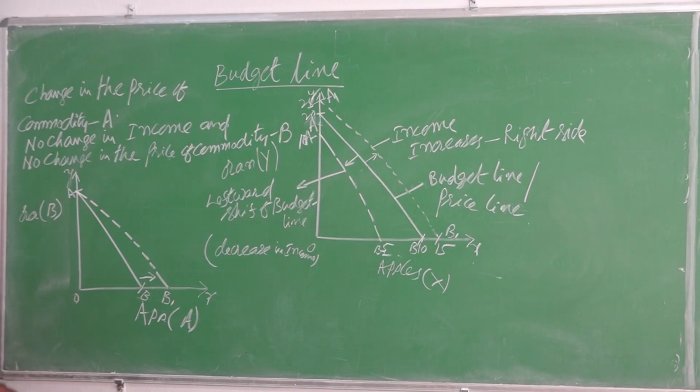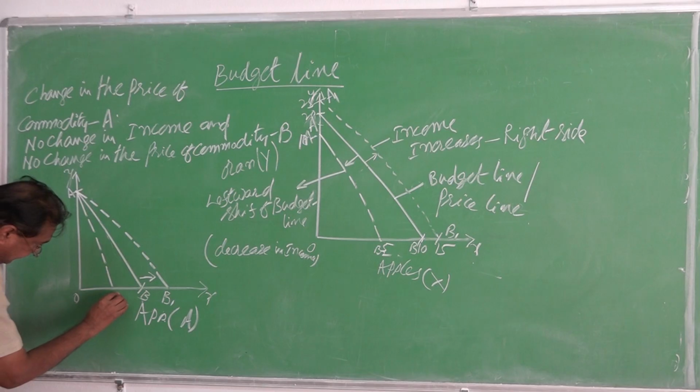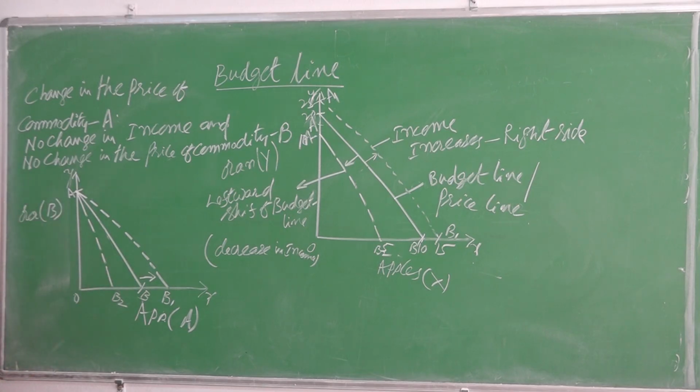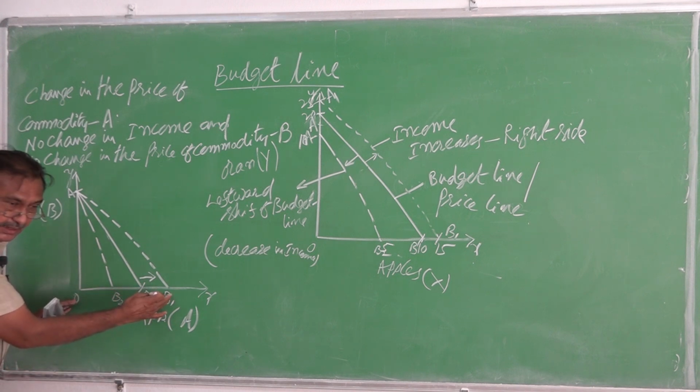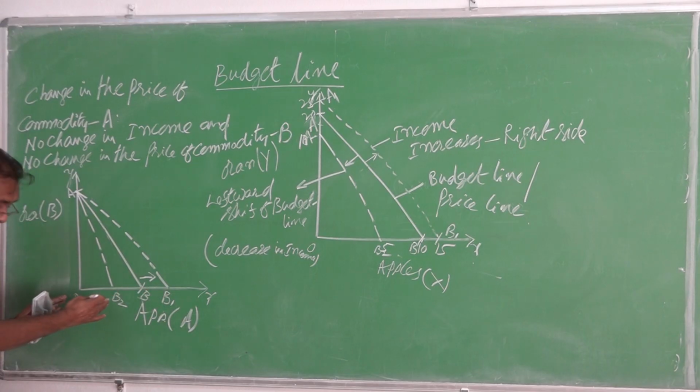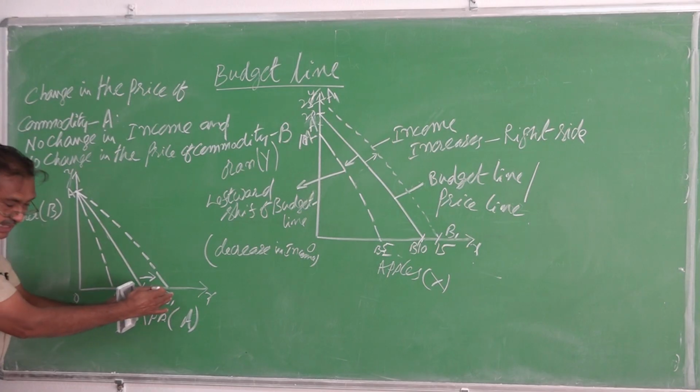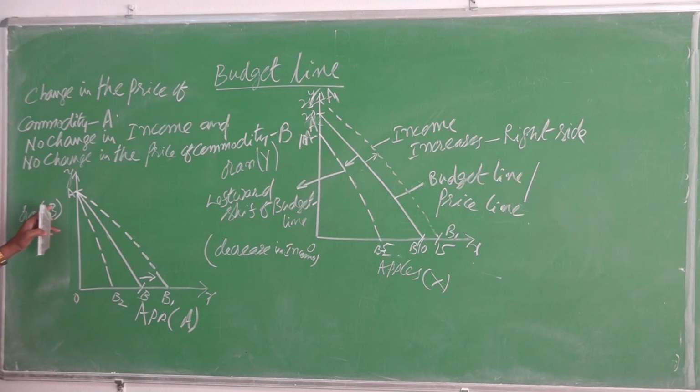If the price of apple increases from 10 rupees to 15 rupees, he can purchase less. OB2. Because when the price of apple or A commodity decreases, he can purchase OB1 quantity. If the price increases, he can purchase OB2 quantity, less quantity, because the price of apple is more. But no change in income and no change in the price of oranges or commodity B.